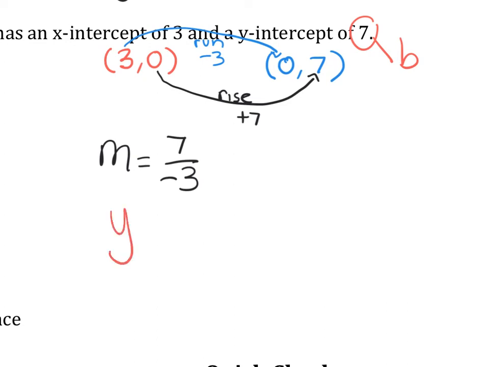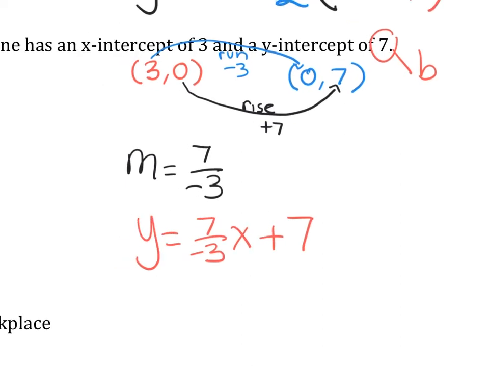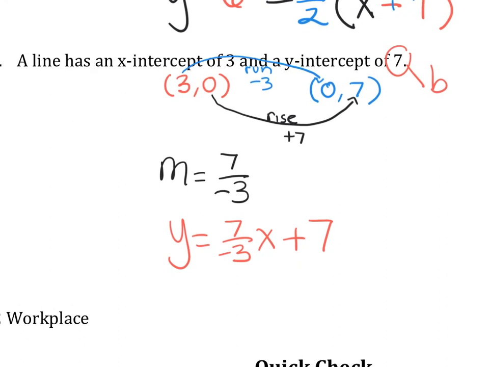So our slope-intercept form would be y equals mx plus b. Okay, so you just have to be able to find these different things like slope and intercepts from different formats.